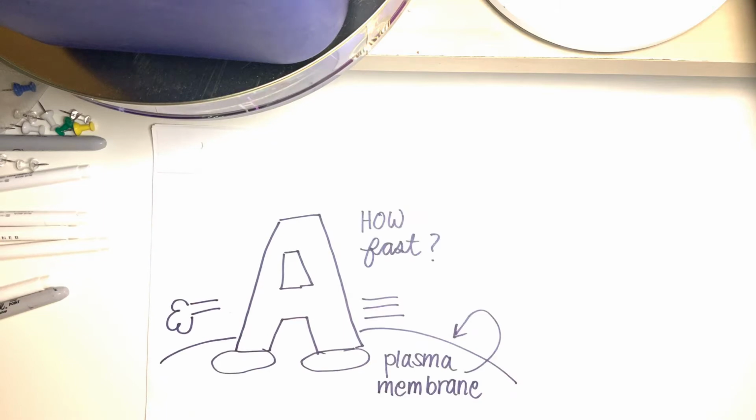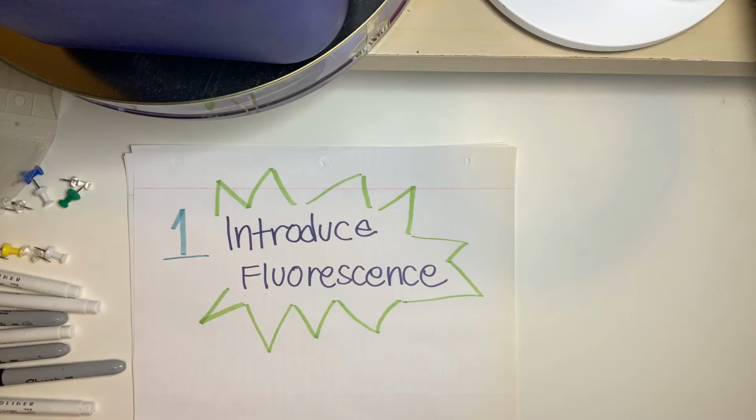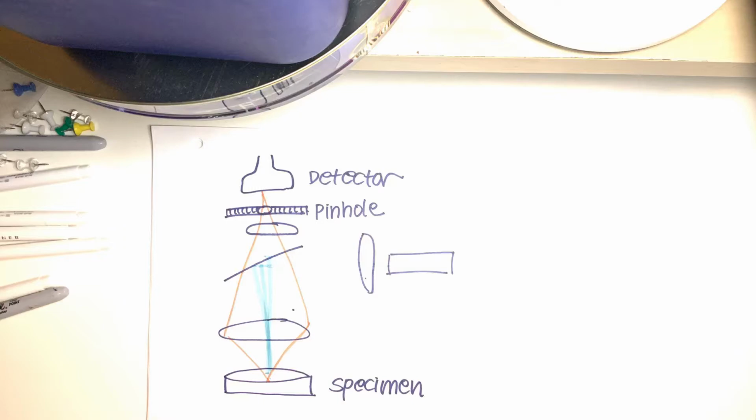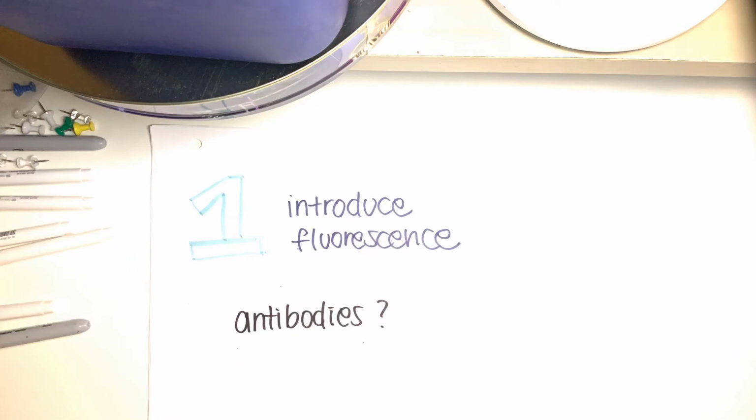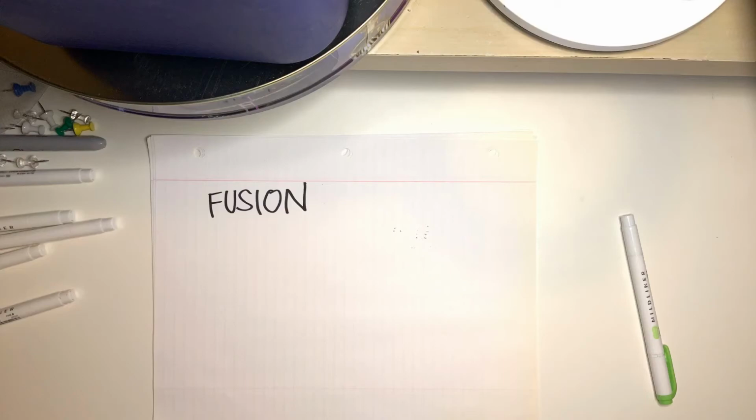Let's say we want to find out the speed of protein A, a membrane protein. First, you want to introduce fluorescence so you can see protein A under a microscope, usually a confocal microscope. You don't want to use an antibody because you want to observe a live moving cell that is still functional. Instead, you can introduce a fusion protein.